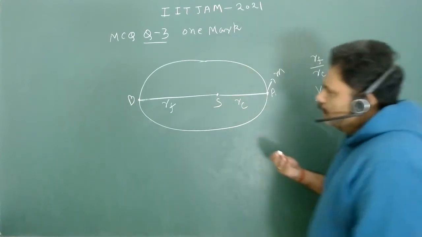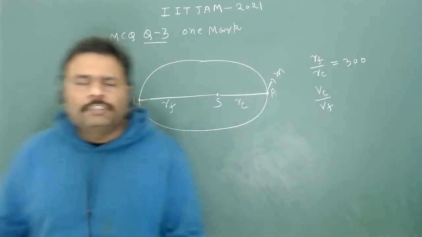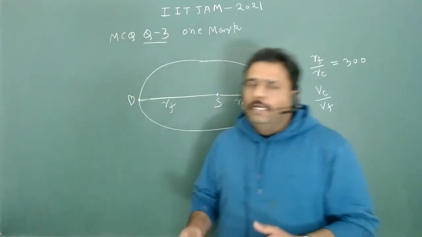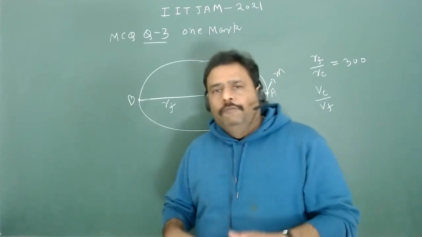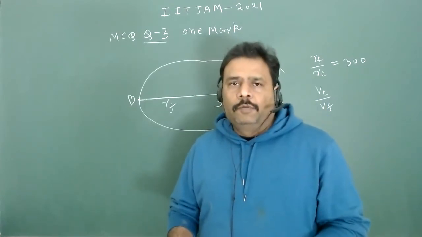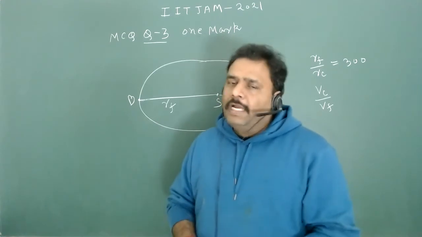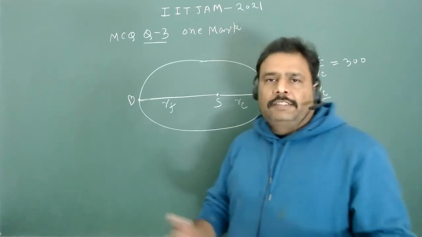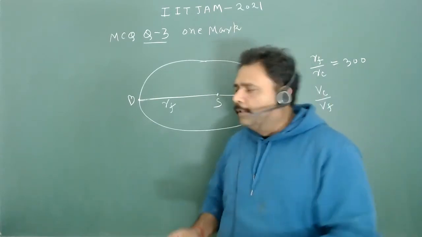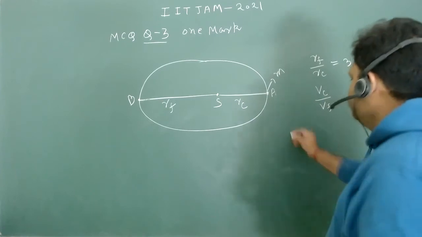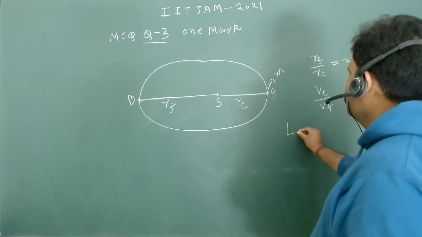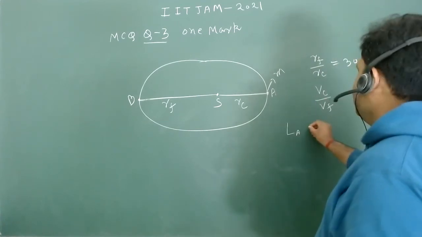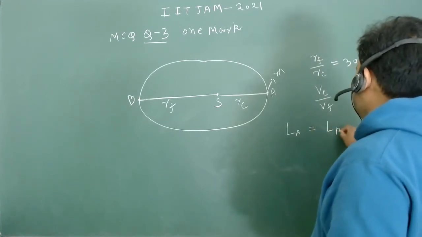So obviously we should go for conservation of angular momentum, because the forces are central, and whenever our forces are central, we can easily use conservation of angular momentum. And we can also assume that the motion is confined to a plane. All this we can discuss in our theory, but here we can easily use conservation of angular momentum. So angular momentum at A is equal to angular momentum at B.